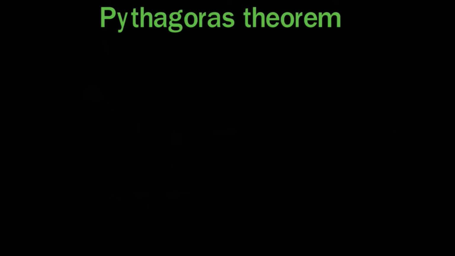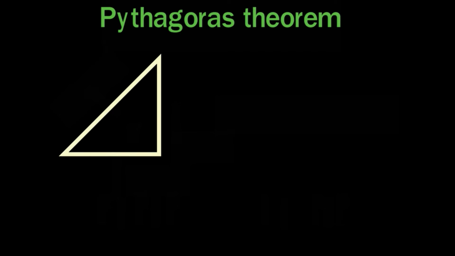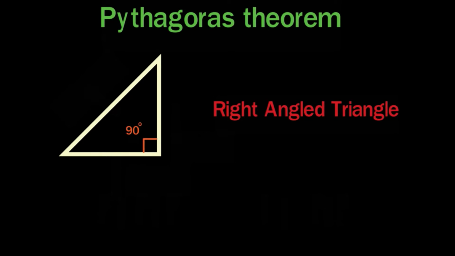To understand Pythagoras Theorem, we first need to know what is actually a right angle triangle. So a right angle triangle basically means that there exists one angle which is 90 degree in the triangle. So this triangle is a right angle triangle because there is a 90 degree angle. So the longer side of the triangle is called hypotenuse.